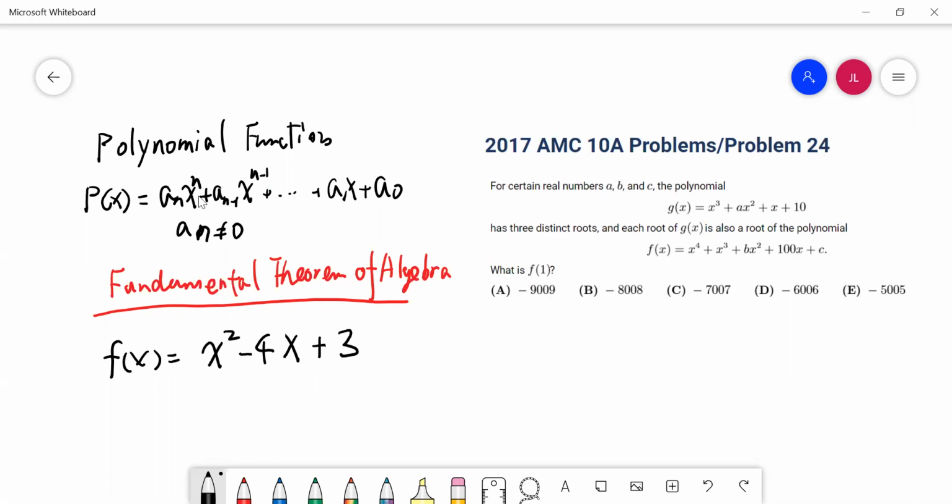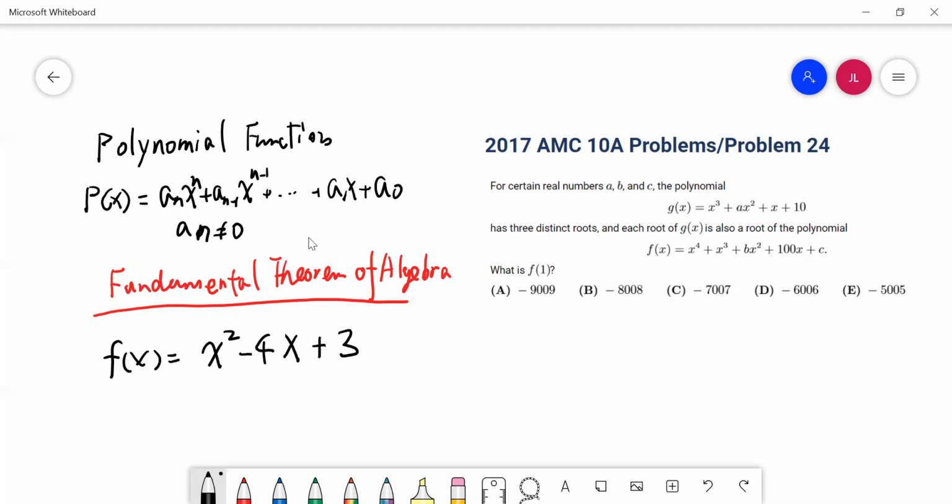The first one is about the polynomial function. A polynomial is a function that consists of x with integer degrees from 0, 1, all the way to n, with coefficients a_n, a_(n-1), up to a_1, a_0, and so on. Here, the first one, a_n, we call the leading coefficient. The leading coefficient cannot be 0. This is what we call a polynomial function.